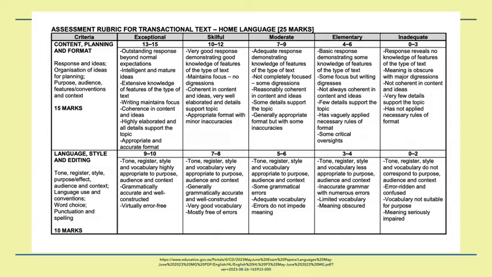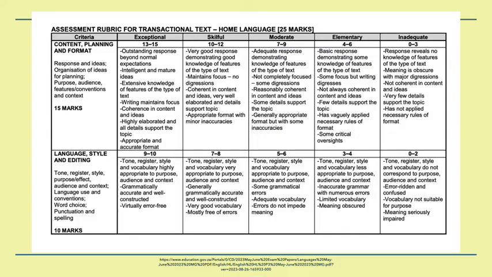So let's have a read of the exceptional, right? Because that's what we're aiming for, the 13 to 15 out of 15 marks, and the 9 to 10 out of 10 marks. So for content planning and format, we want to see an outstanding response beyond normal expectations, intelligent and mature ideas, extensive knowledge of features of the type of text. Writing maintains focus, coherence in content and ideas, highly elaborated, and all details support the topic.